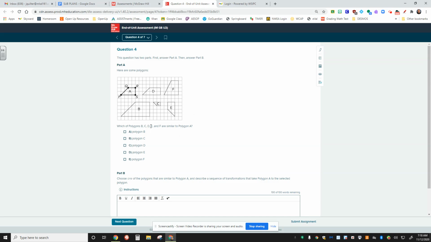2 parts for question 4. Number 1, which of the polygons B, C, D, E, and F are similar to A? Choose as many as apply that are similar. Part B, choose one of the polygons that are similar to polygon A and describe a sequence of transformations that takes polygon A to the selected polygon. That kind of tends to make me inclined to believe that there is more than one polygon up here that is similar to polygon A. Choose carefully, pay attention to scale factors, specifically with side lengths.